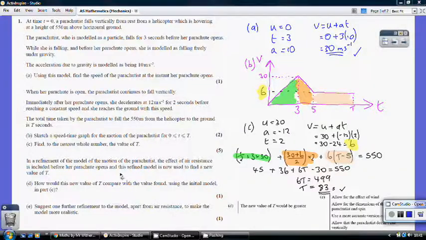Now part D, we're now told that the model includes the effect of air resistance. Well, think about it, if you're parachuting and you're taking into account the air resistance, it's going to take you longer to get to the ground, so the new value of t would be greater.